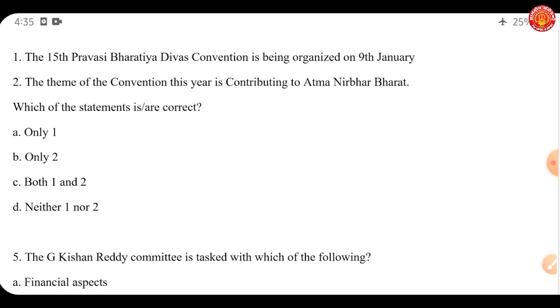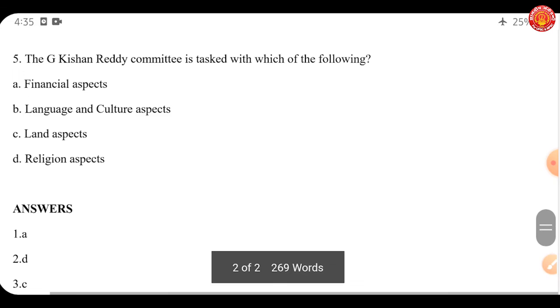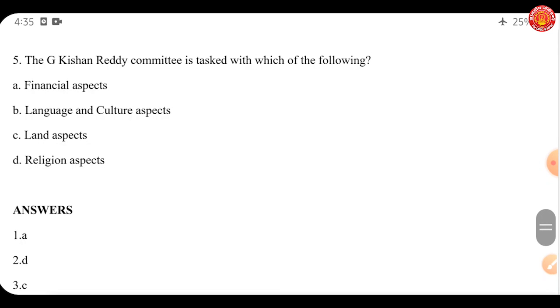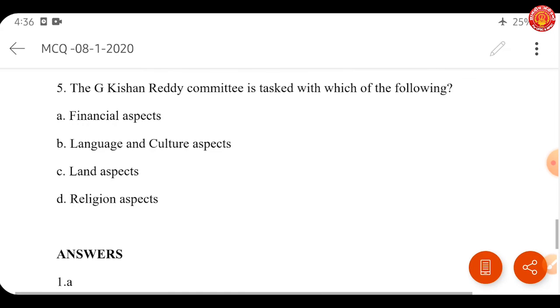The G. Kishan Reddy Committee is tasked with which of the following? A. Financial aspects, B. Language and culture aspects, C. Land aspects, or D. Religion aspects. So the G. Kishan Reddy Committee is tasked with B. Language and culture aspects of Ladakh. Okay, let's see something more about this committee.